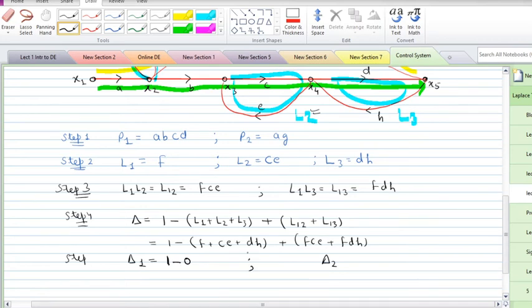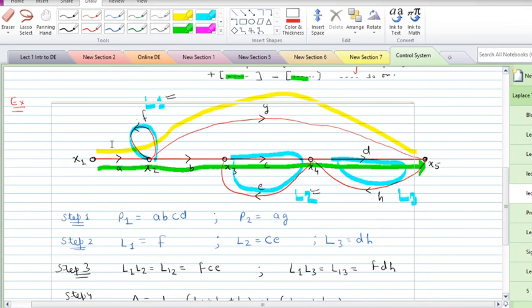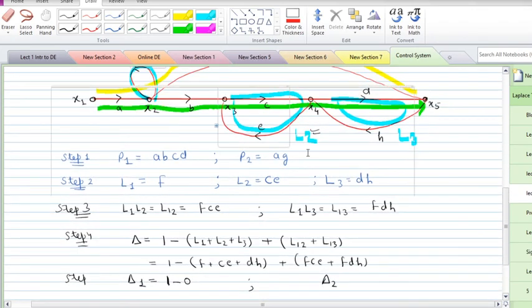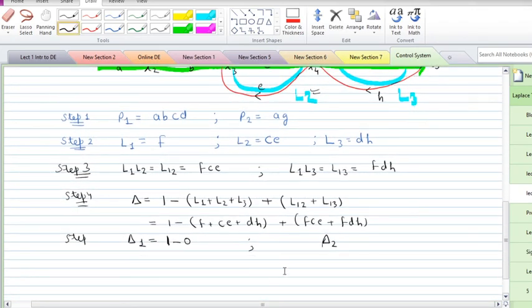And for the second path, the yellow part, you can see that when we move from x1 to x2 and then x5 through this yellow path, there is a portion, that is L2, which is non-touching to this forward path P2. So we have to subtract this part from 1, that is 1 minus L2, that is 1 minus CE.